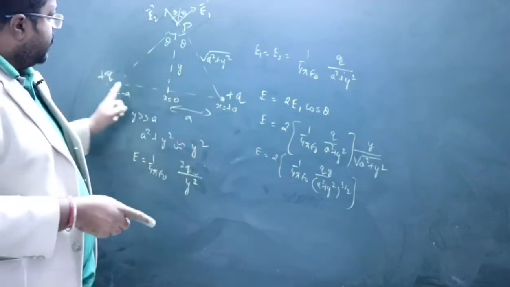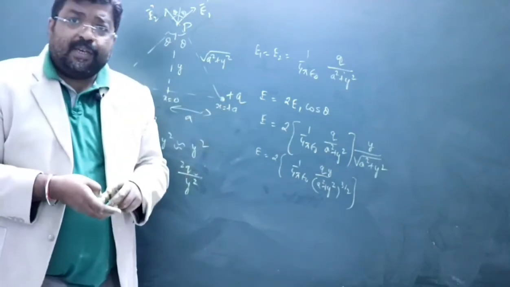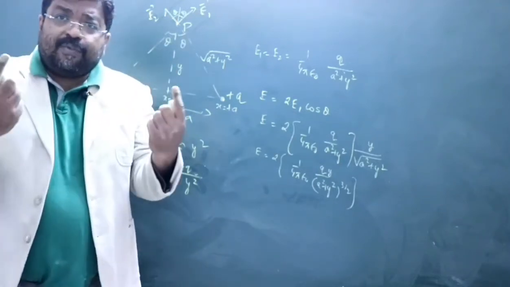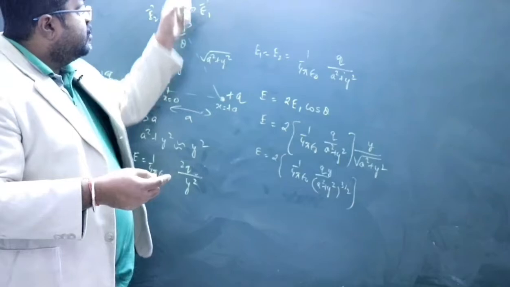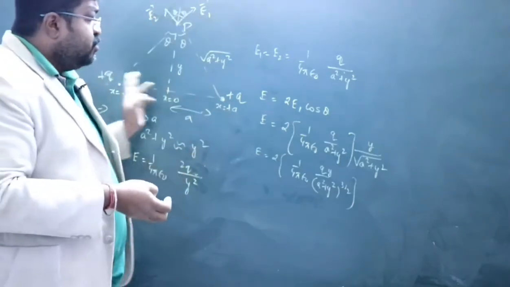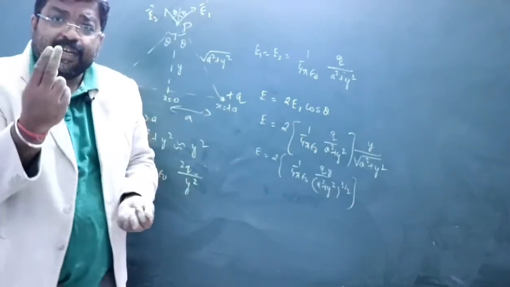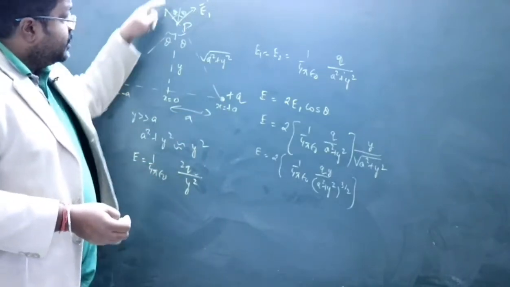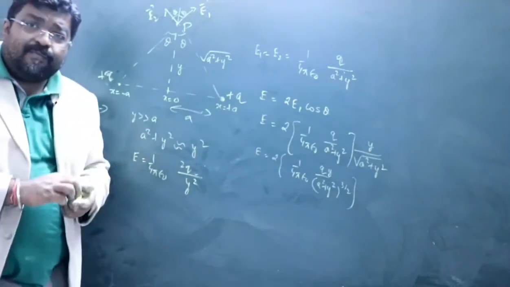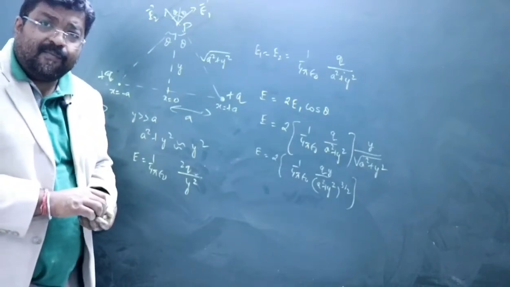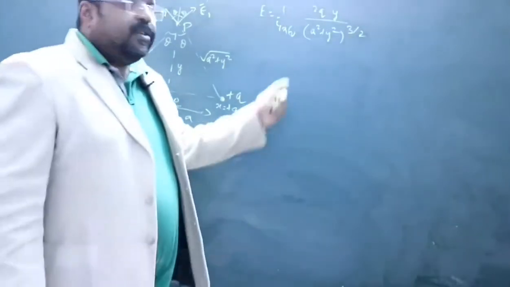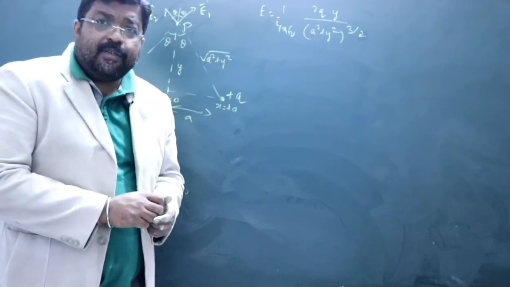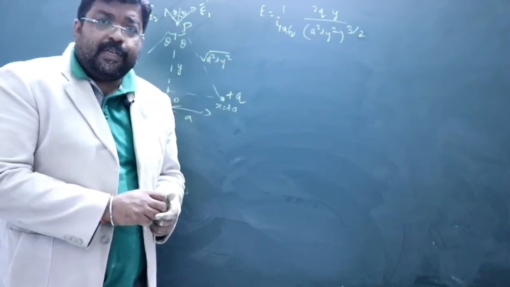Similarly, these two charges plus q and plus q, when you are observing from a close point, you are seeing them as two different charges, but when the point of observation moves very far, these two charges appear as a single charge. So this q and q becomes 2q and you are at a distance y. So this is the expression for the resultant field. Now let us see another implication based on this result.